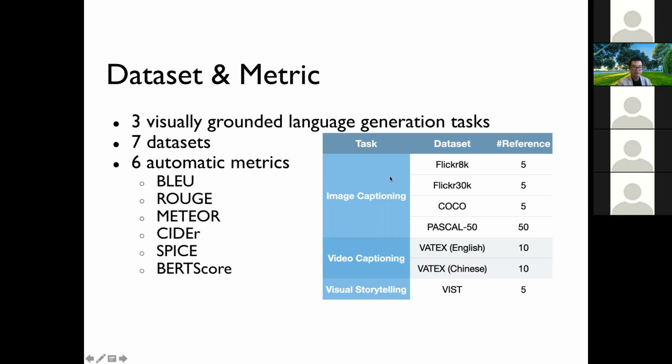And as we can see in the 3 different tasks, image captioning, video captioning, and visual storytelling, we're looking at a number of different sources and also a very different number of references for each particular example in the training and evaluation set.